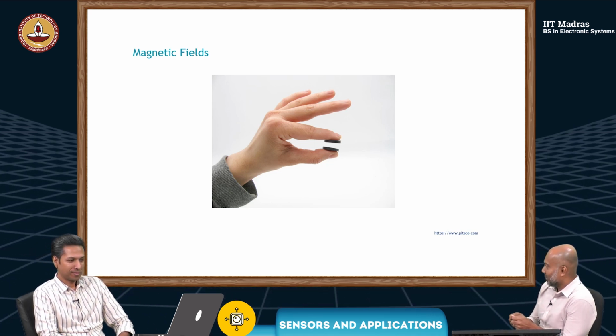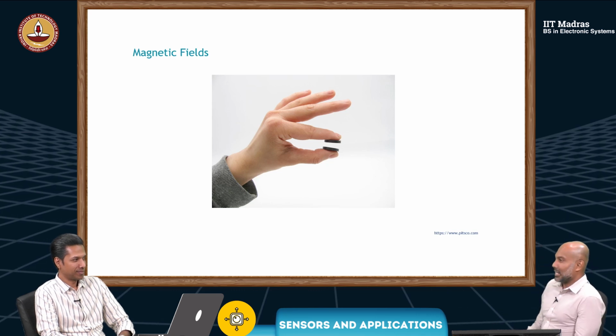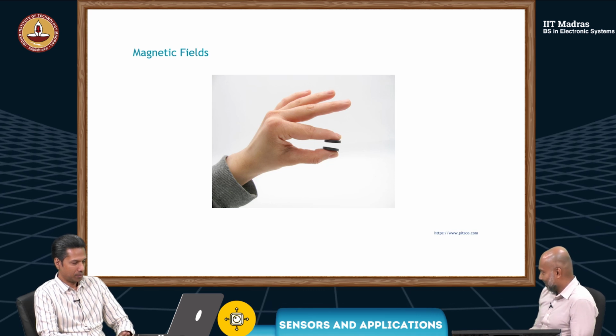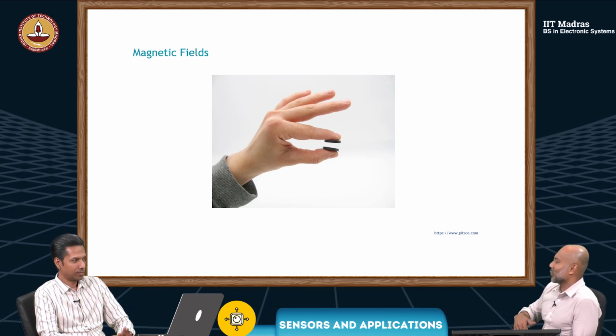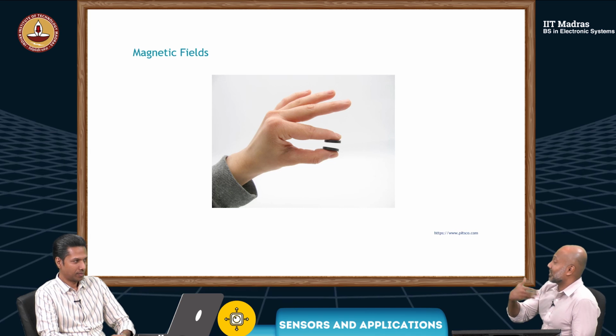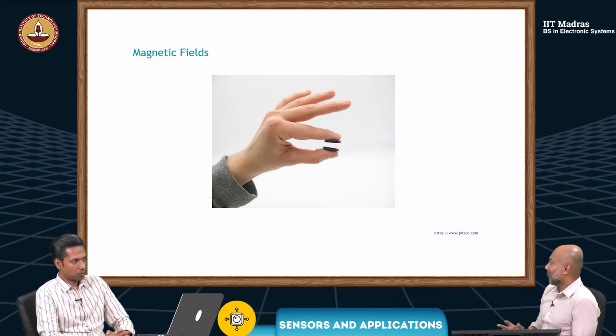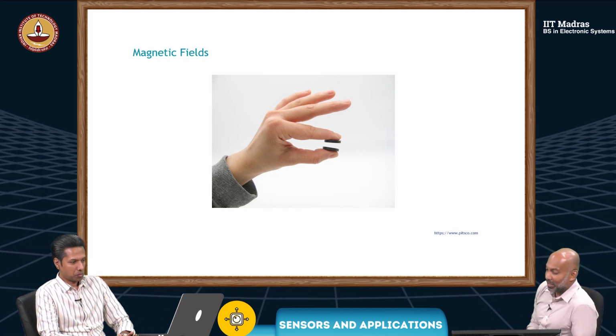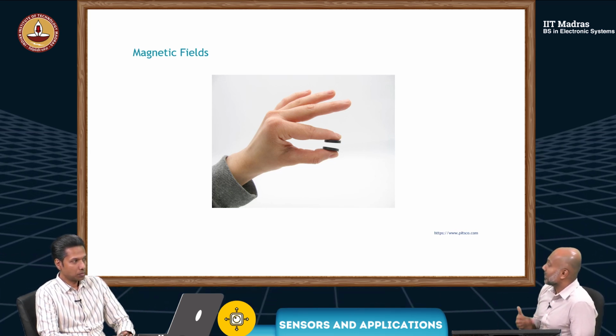So when you talk about magnetic fields, you cannot escape what we call permanent magnets, right? I think they're used in so many commercial applications. I mean, forget about sensors, they're used in a whole lot of things, fridge magnets and all these things. So many commercial applications, but also a lot of sensing applications.